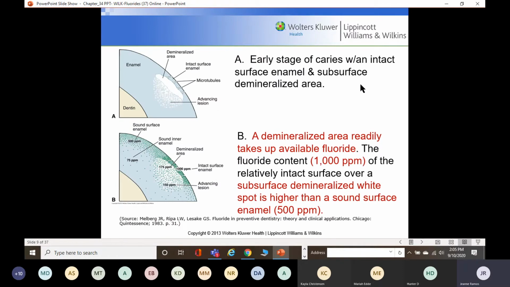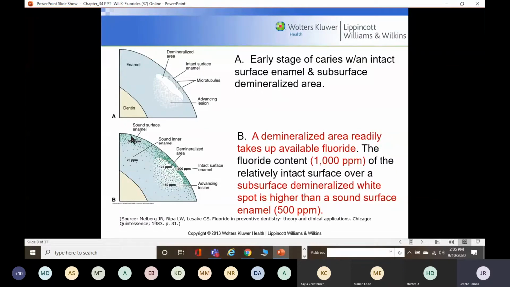So the early stages of a caries: an intact surface enamel and a subsurface demineralized area. This first picture is showing that you have intact surface enamel. These are like small microtubules. And here's the demineralized area, because we know that decay starts inside. It goes kind of inside out. So it's going to start with this, and the lesion is advancing closer to the dentin. It's going to show down here a demineralized area.